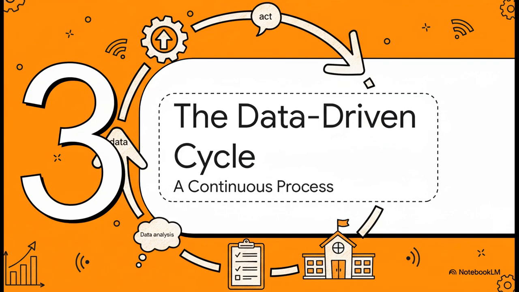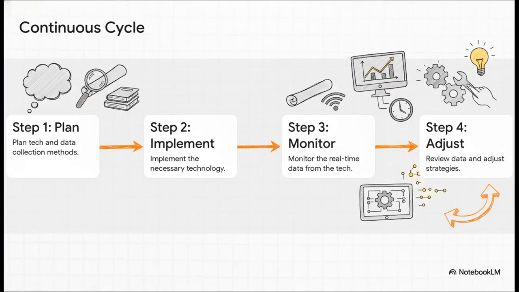Now here's where it gets really interesting. It's not a one-and-done deal. Just having all this data is kind of useless if you don't do anything with it. And that brings us to this continuous cycle, a repeatable process that turns all that raw info into real, measurable school improvement. And this is that cycle.